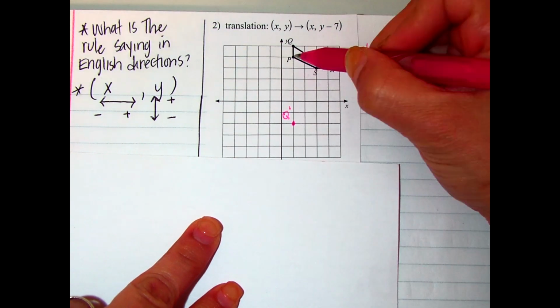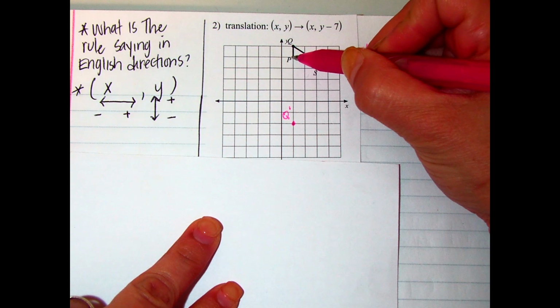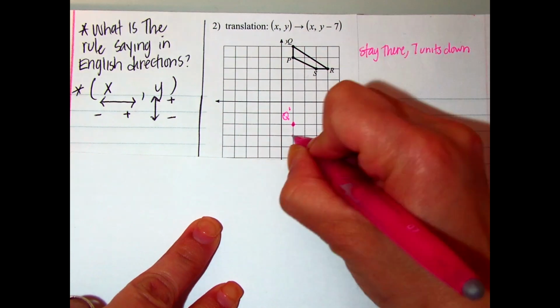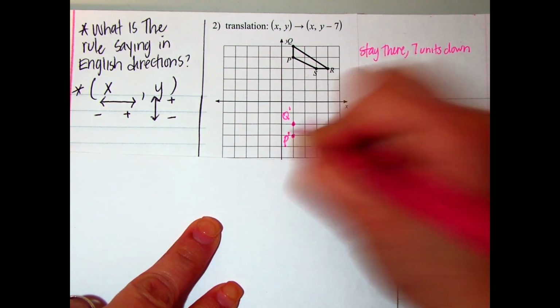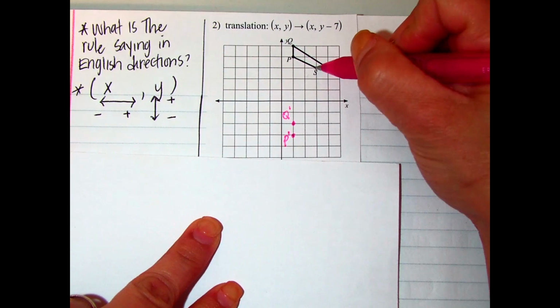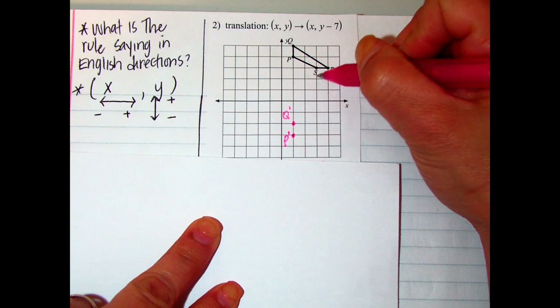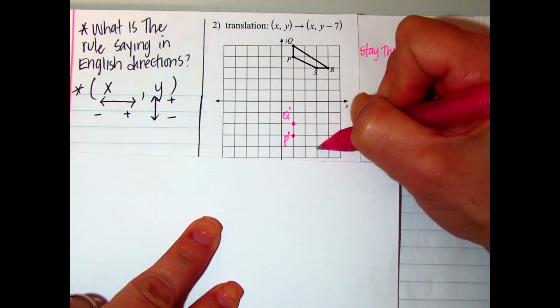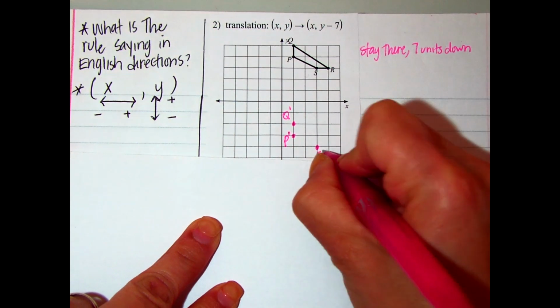I'm going to do the same with P. I'm not moving left or right, but I am moving down 7. So 1, 2, 3, 4, 5, 6, 7. Label it P prime. S, move it 7 spaces down because we need to stay there. 1, 2, 3, 4, 5, 6, 7. This is now S prime.